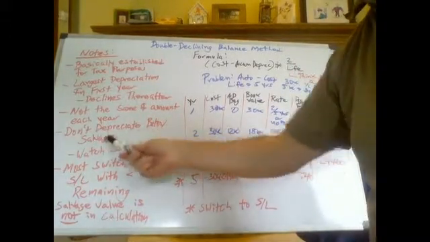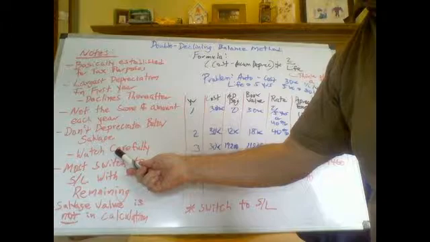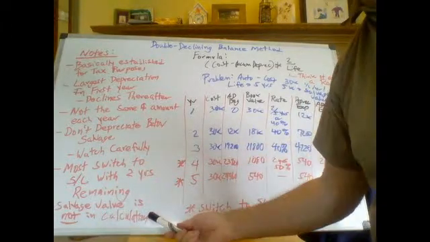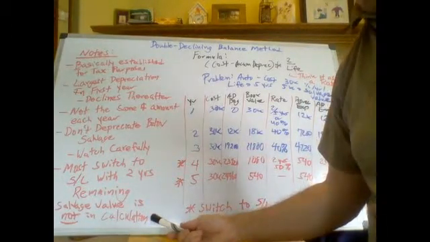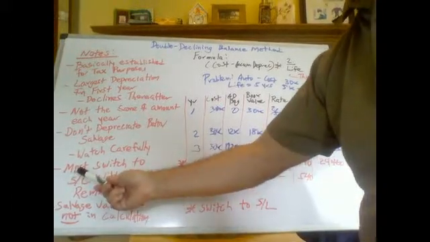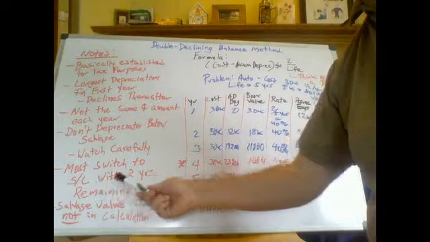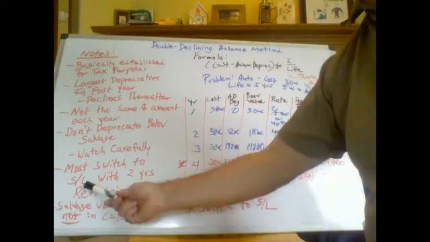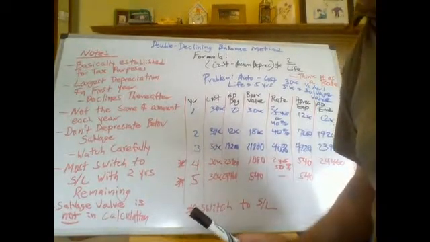We do not want to depreciate below salvage, so we have to watch carefully because salvage value is not in the calculation formula. So that can cause a problem. So most people switch with 2 years remaining to straight line because that way they take care of that issue with regards to salvage.